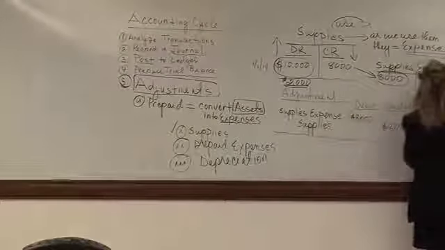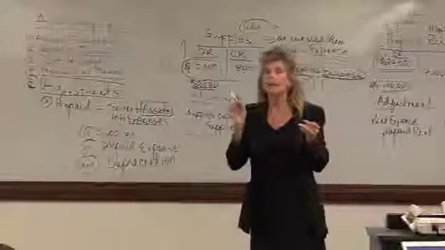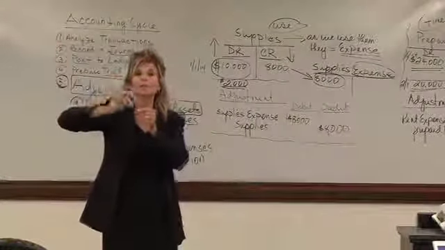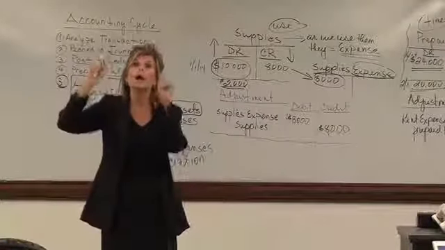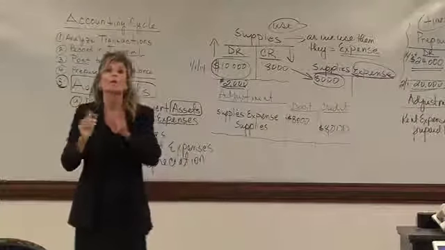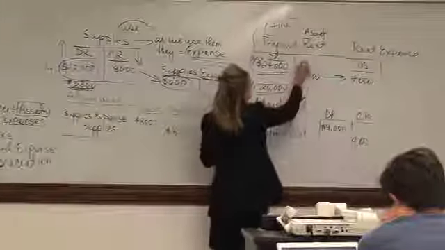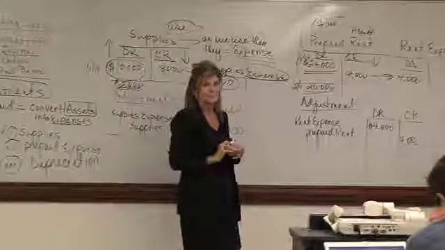With supplies, we use them. With prepaid rent, it's an element of time. As time passes, it goes from the asset into the expense. You can almost literally think about pulling the pages off of the calendar. As January ends and we pull the page off the calendar, we have to remember, I need to adjust. I need to take $4,000 from my asset account and put it into my expense account. Okay, so remember, credits are always reducing assets.